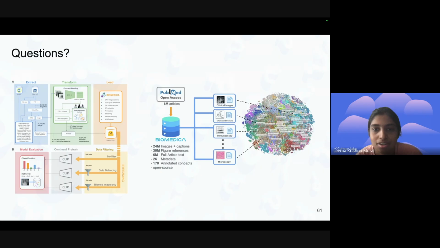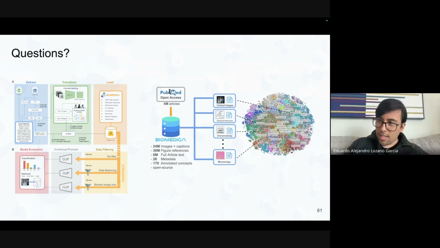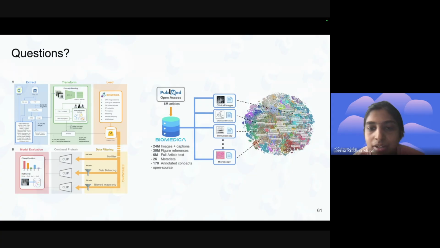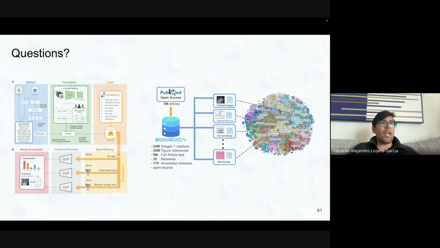Okay, so with regards to scaling data, do you think biomedical AI can be used to create synthetic data? What are the other ways to scale data? I didn't quite catch that question. Sorry, so with regards to scaling the data, what do you think about biomedical AI being used to create synthetic data, and what are the other ways to scale the data? Oh, I see. Okay.